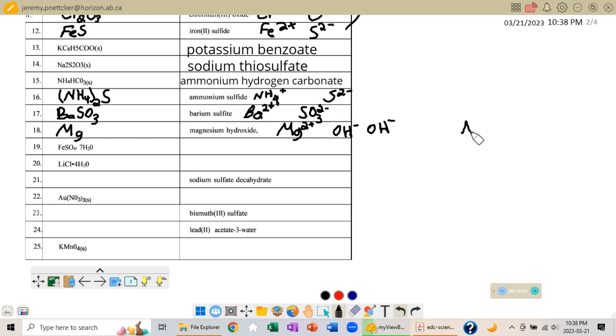Now I can't just write MgOH, because that tells me that there's just 2 of the hydrogens, and that's not what I want here. I got to put brackets around to show that I have 2 of the hydroxide, not just 2 of the hydrogens.